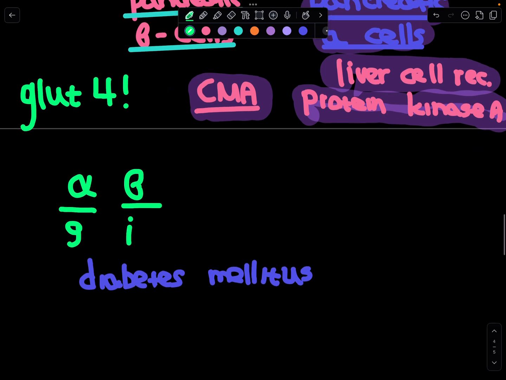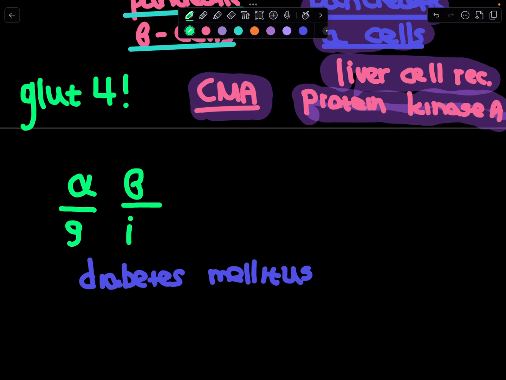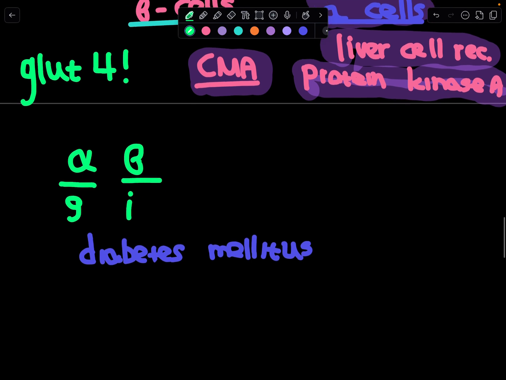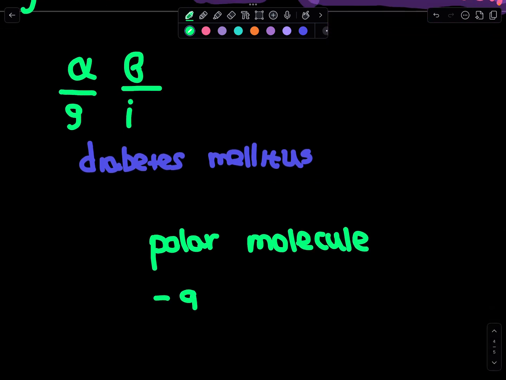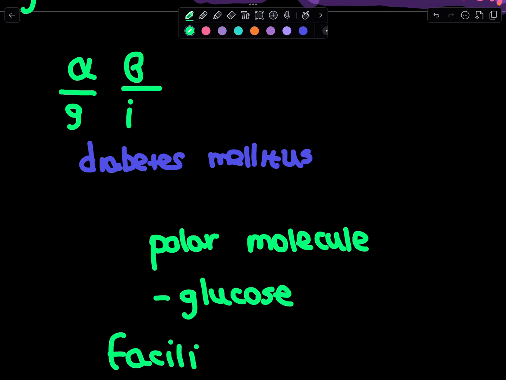Let's talk a bit about the entry of glucose into cells from the blood. So how do polar molecules like glucose enter the cells across a lipid membrane? Polar molecules like glucose can't cross the lipid membrane easily due to its hydrophobic nature, so they enter cells via facilitated diffusion through specific glucose transporters, primarily GLUT proteins.